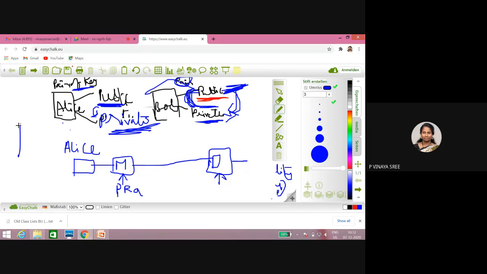Because inside the registers, all the public keys of the parties communicating with each other will be shared, so that Bob will use the public key of Alice, the public key of A, so that Bob will get the plain text. This is the process. But what is missing here?